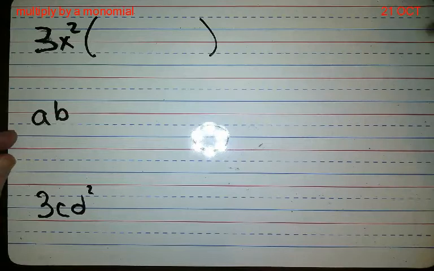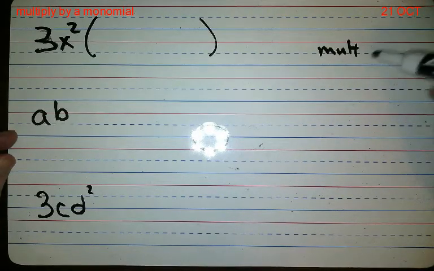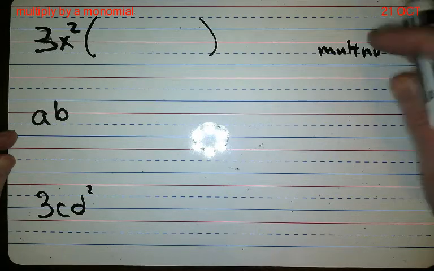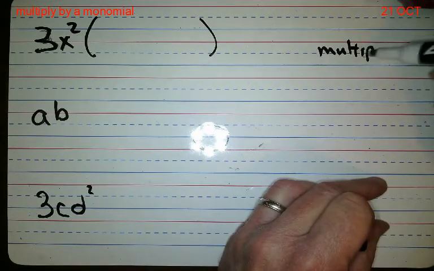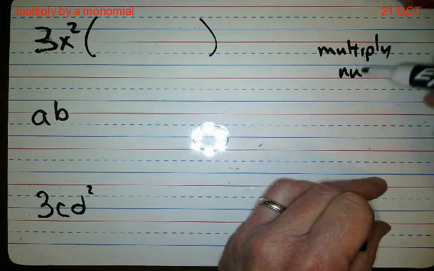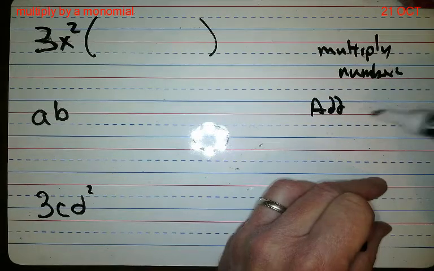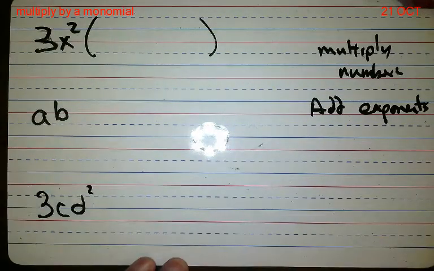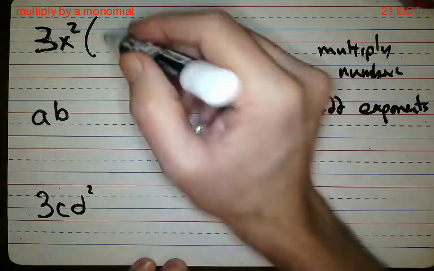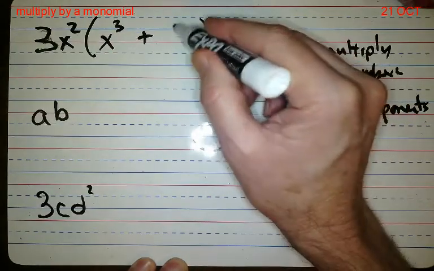So the rules are you have to multiply the numbers, and you have to add the exponents. So that is what we are going to be doing. So the first example looks like this. Here we have x to the third plus 4.